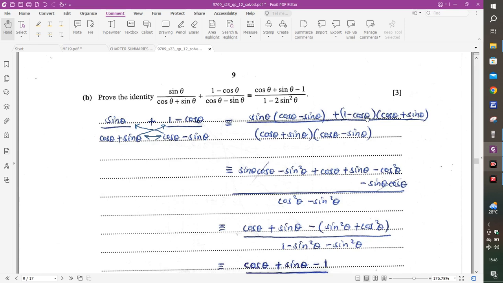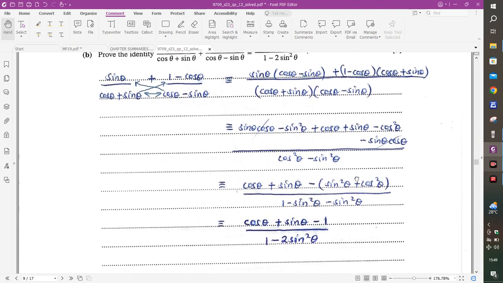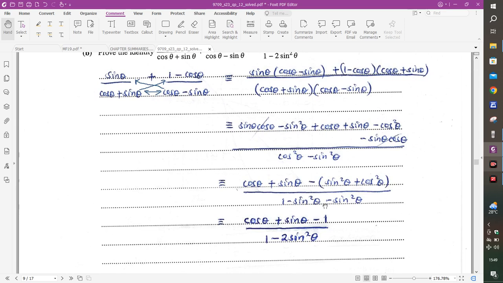And then minus cos theta times cos theta, you get minus cos squared theta. And then minus cos theta times sine theta, that's minus sine theta cos theta. So you can see that this part here cancels with this one, because this one is positive, this one is negative. So we shall be left with cos theta plus sine theta, then minus sine squared theta minus cos squared theta. If I factorize out that negative 1, here I will have sine squared theta plus cos squared theta. But we know that sine squared theta plus cos squared theta is always 1. So we can replace this with a 1.